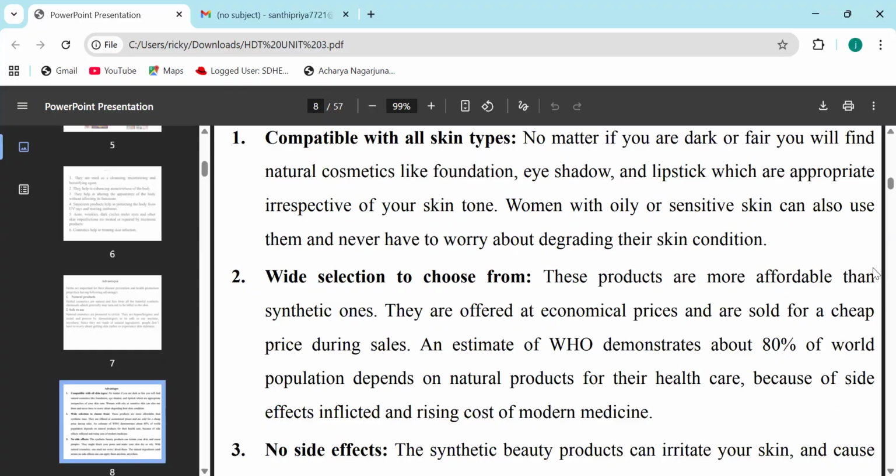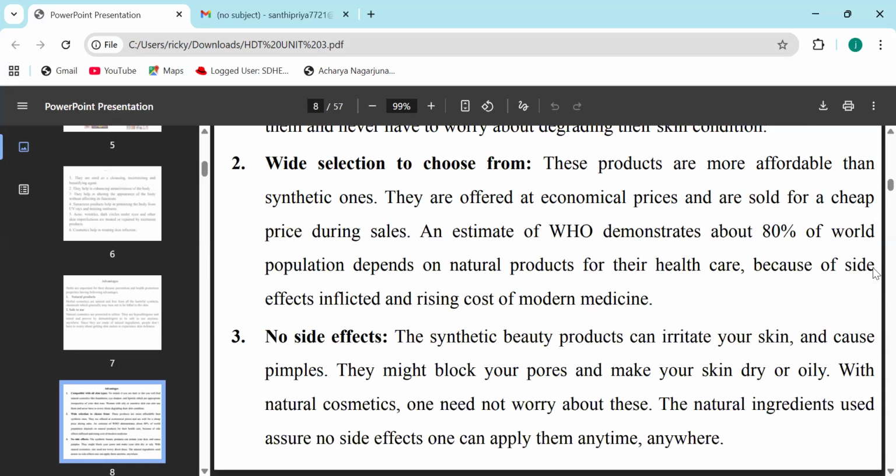These products are more affordable than synthetic ones. They are offered at economical prices and are sold at cheap prices during sales. An estimate by WHO demonstrates that about 80% of the world population depends on natural products for their healthcare, because of side effects inflicted and the rising cost of modern medicine. And next one is no side effects.